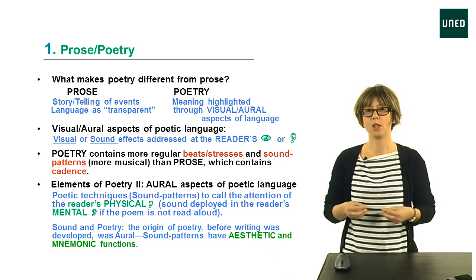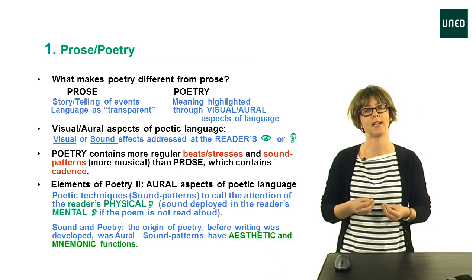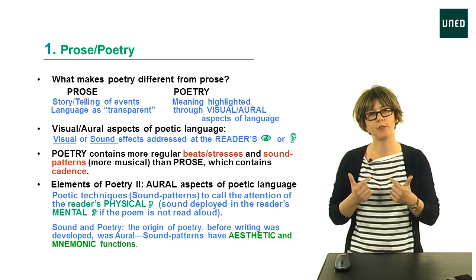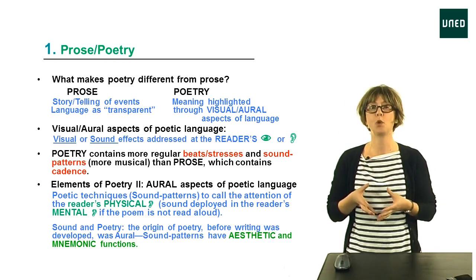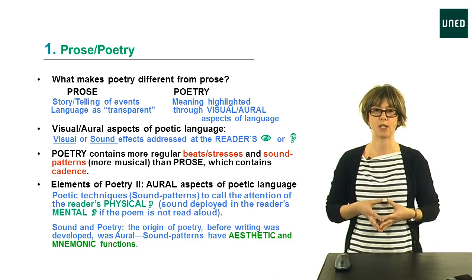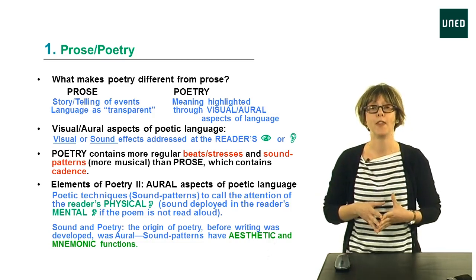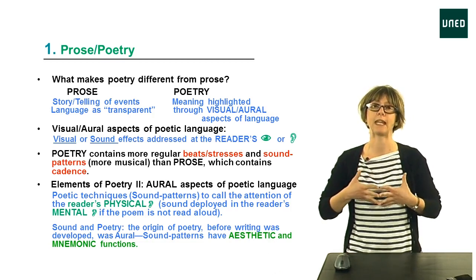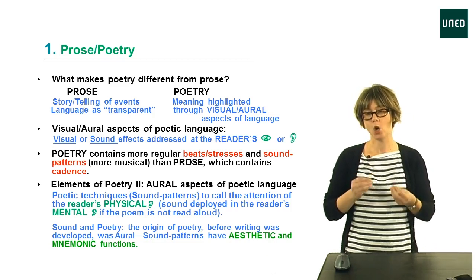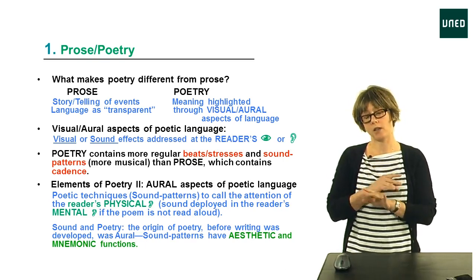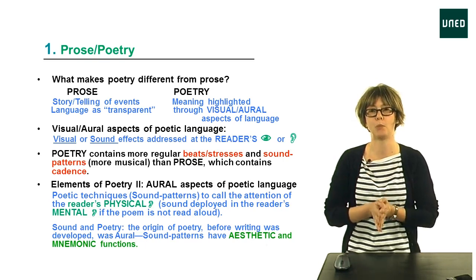These visual and sound effects specific to poetic language are addressed at the reader's eye and the reader's ear. Now, poetry contains more regular beats and stresses and sound patterns, that is, it is more musical than prose, which contains cadence. Elements of Poetry 2 will focus on the oral. It will be an introduction to the basic oral aspects of poetic language.